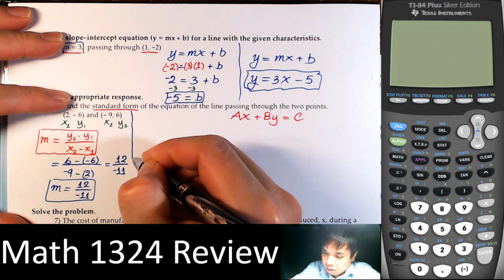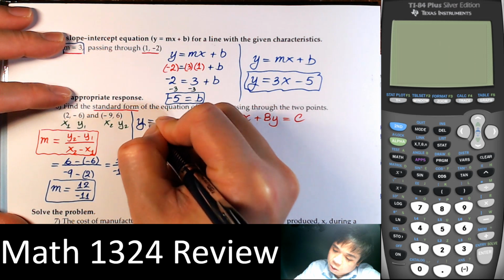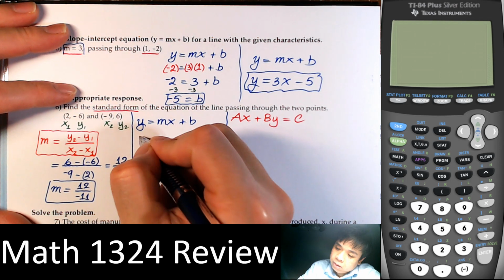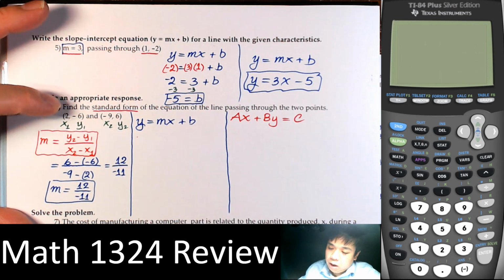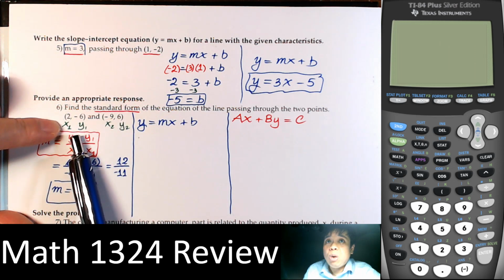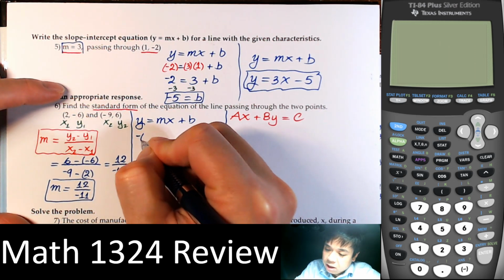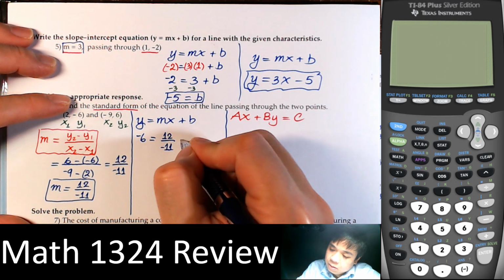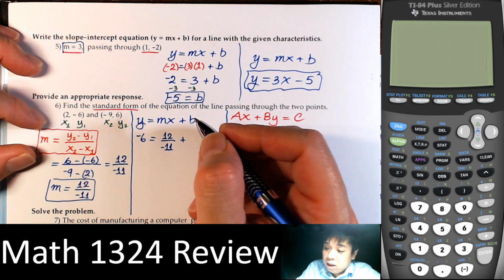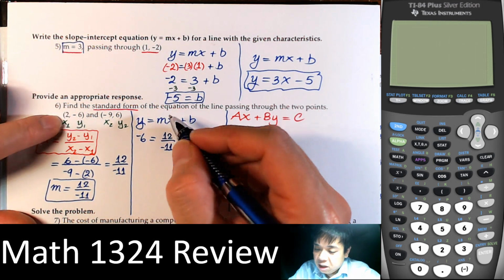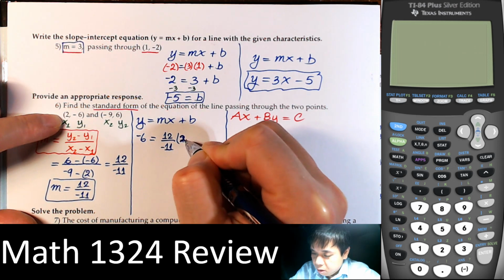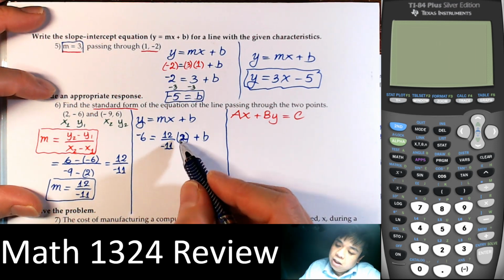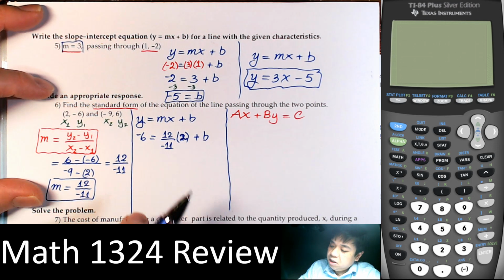Right, now we have the slope. Next we have y equal to mx plus b. We can use one of these 2 points. I'm using x1, y1. So y1 is negative 6. The slope is 12 over negative 11 times x, plus b. We don't know b. Actually, we do know x. x is 2. Plus b. Right. Now you multiply everything by 11.